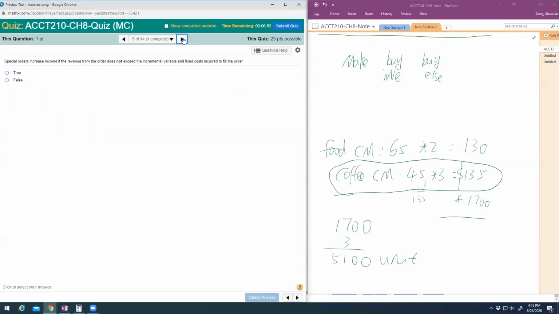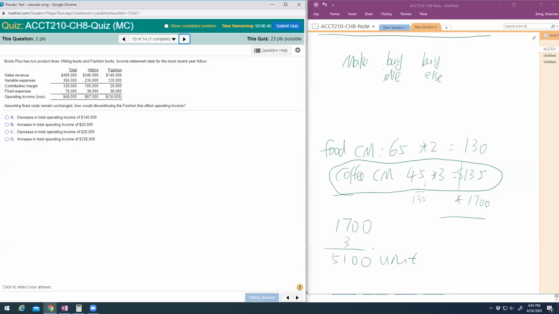Next one. Concept, I don't worry. Concept, I don't worry. Concept. Okay, next one.